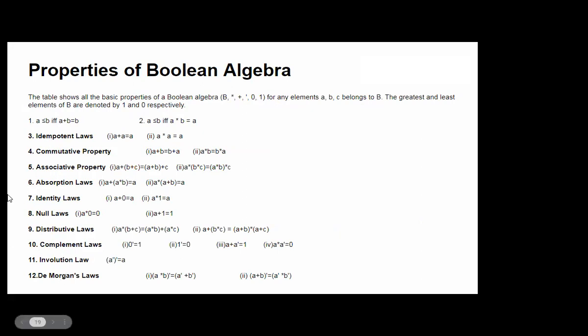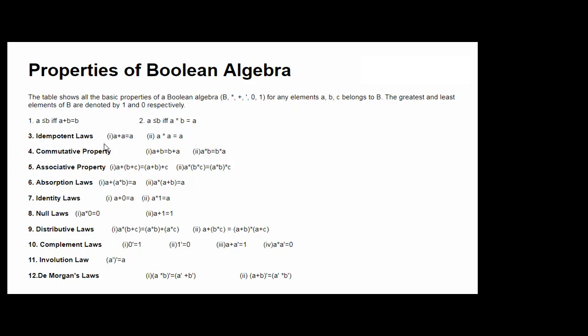We have already gone through these; I will just explain a little bit. A is less than or equal to B if and only if A plus B is equal to B. Plus here is again which operation? OR operation or meet operation. Second law, what is it? A is less than or equal to B if and only if A star B is equal to A. Star here again denotes the AND operation or join operation. Okay, these are the properties of Boolean algebra.